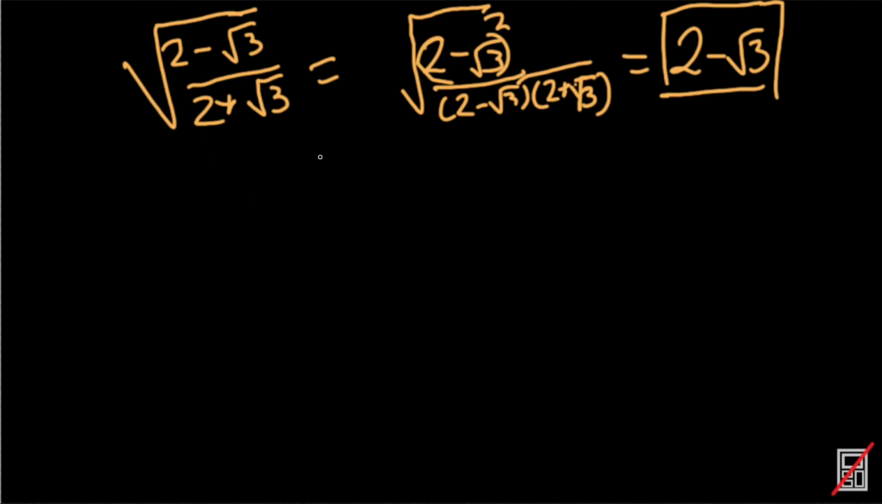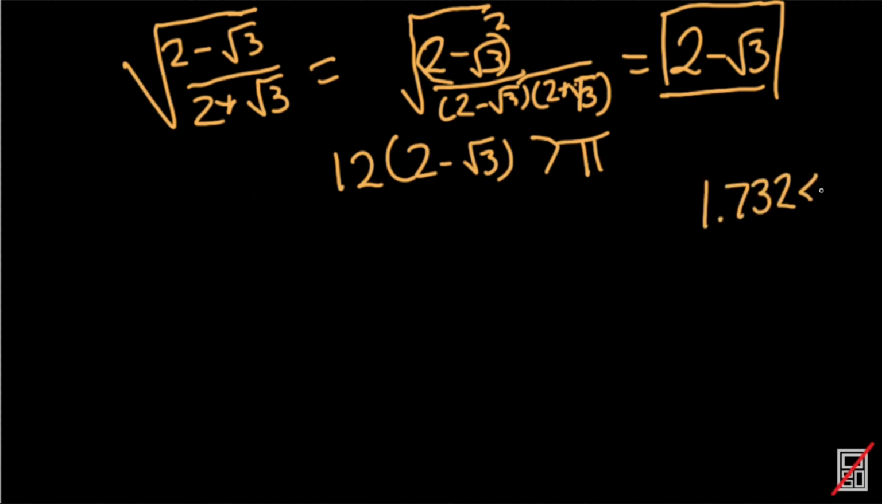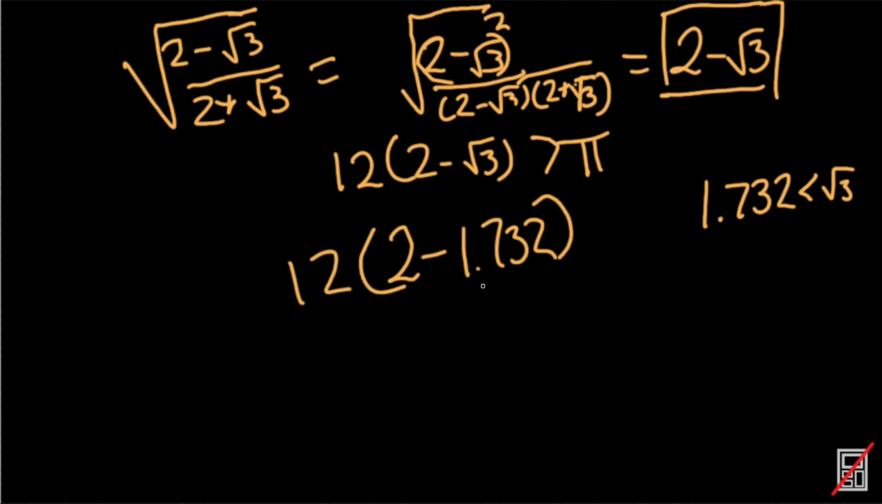Multiplying this by 12, we get 12 times 2 minus root 3 is greater than pi. Then, using our bound of 1.732 is less than root 3, we can substitute that in because it's negative. This will be bigger by substituting a smaller number. We get 2 minus 1.732 times 12. Calculating this out, we get 0.268 times 12, which we can calculate by hand.